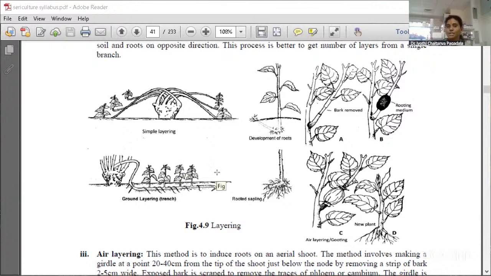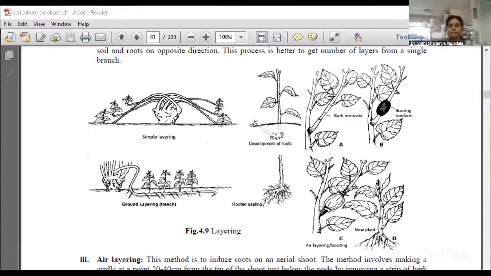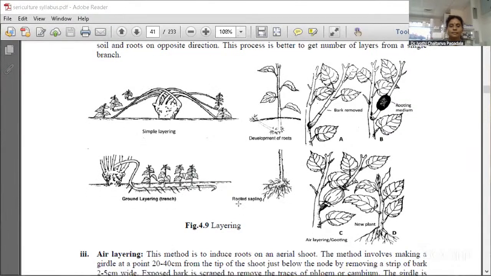When coming to trench layering, here you can see the trench layering. A branch of a growing plant is bent and covered with soil and manure, leaving the tip exposed. The roots developed from the buds along the stem grow upwards to the soil, and roots in the opposite direction. This process is better for getting a number of layers from a single branch.